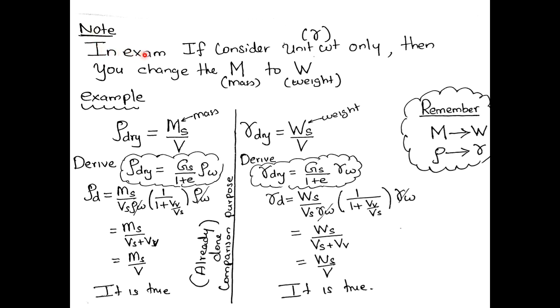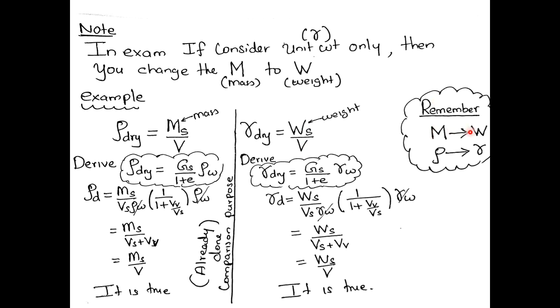Note, in exam, if you consider unit weight only, gamma, then it is better to change the M to W. It doesn't matter, but better to change the M to W. Example, gamma dry is equal to MS over V. Gamma dry is equal to WS over V. Better.